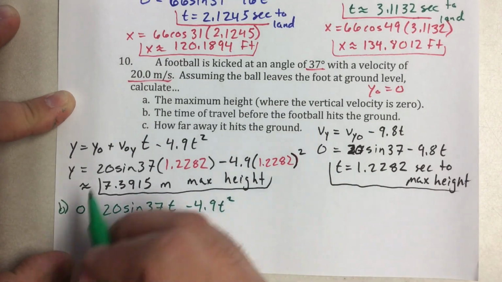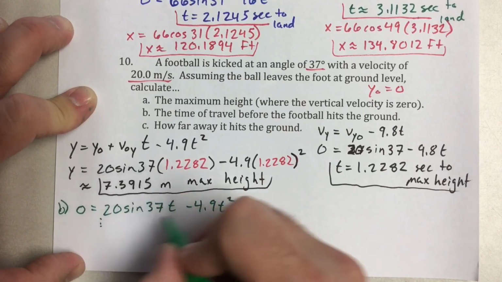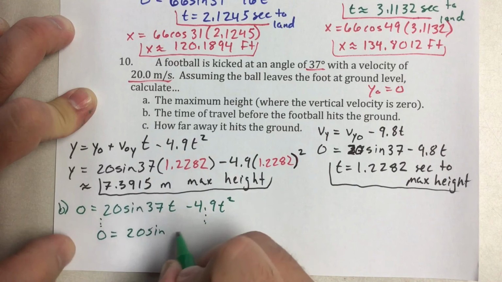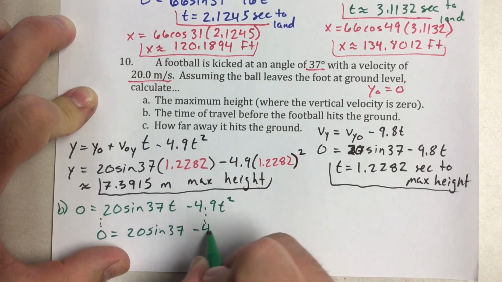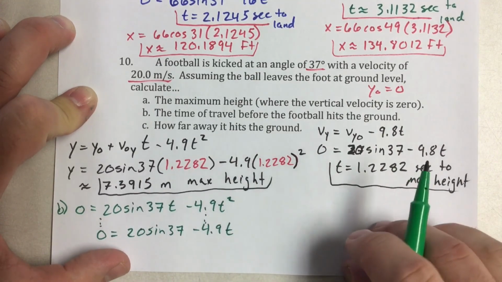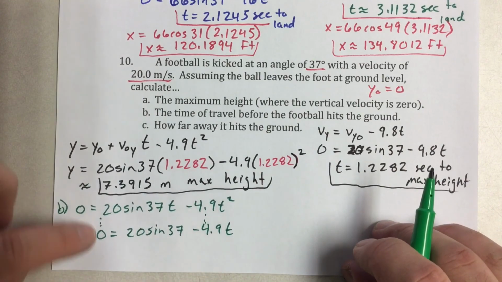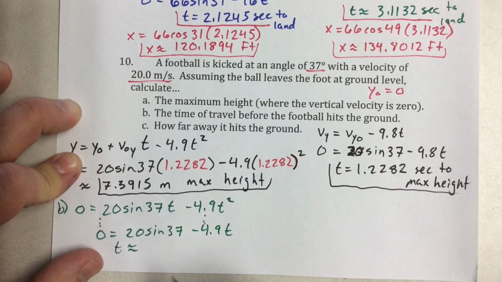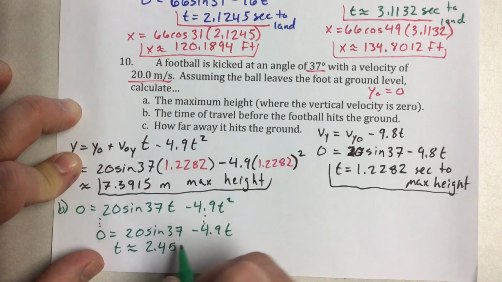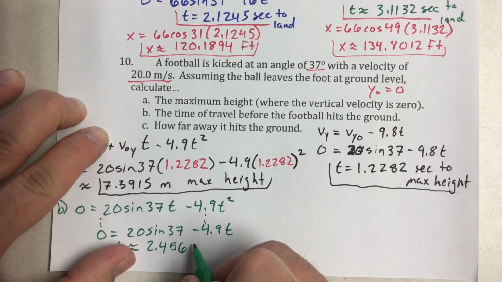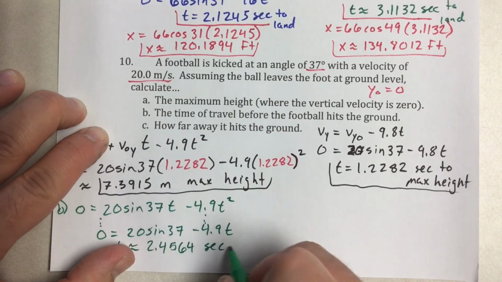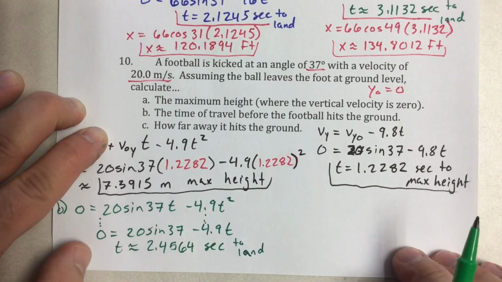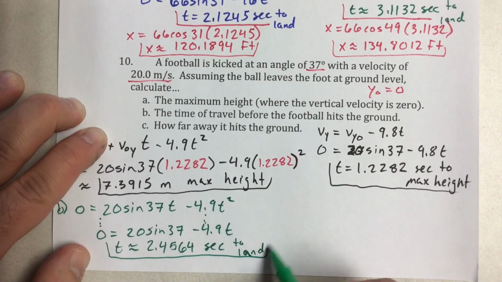Yes, we factor out a t, and skip a couple steps. You have 0 equals 20 sine of 37 minus 4.9t. When we solve that, we get a time of approximately 2.4564 seconds. This is to land. All right, good. Part B's done.